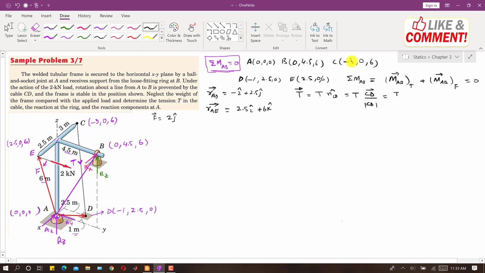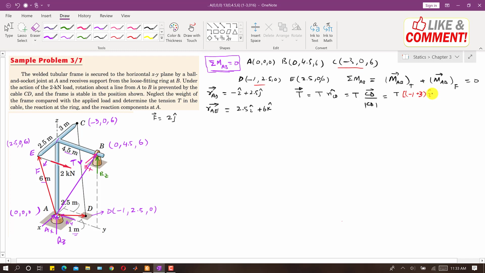So this is point C, right? And this is point D. So we have to subtract the coordinates of C from D, right? So I will write minus 1 minus 3, right? So this is minus 1 and minus 3, right?